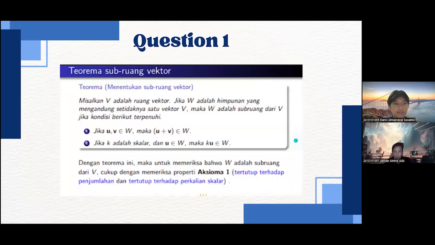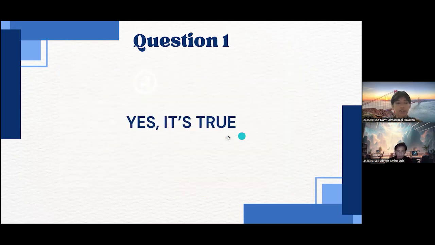There is a subspace vector theorem that says that to check that a set is a subspace, we only need to check axiom 1, closure under addition, and closure under scalar multiplication. The theorem is true because those two conditions automatically guarantee that the other 8 axioms are also satisfied. W must satisfy all 10 axioms of a vector space, so this theorem is an efficient shortcut.